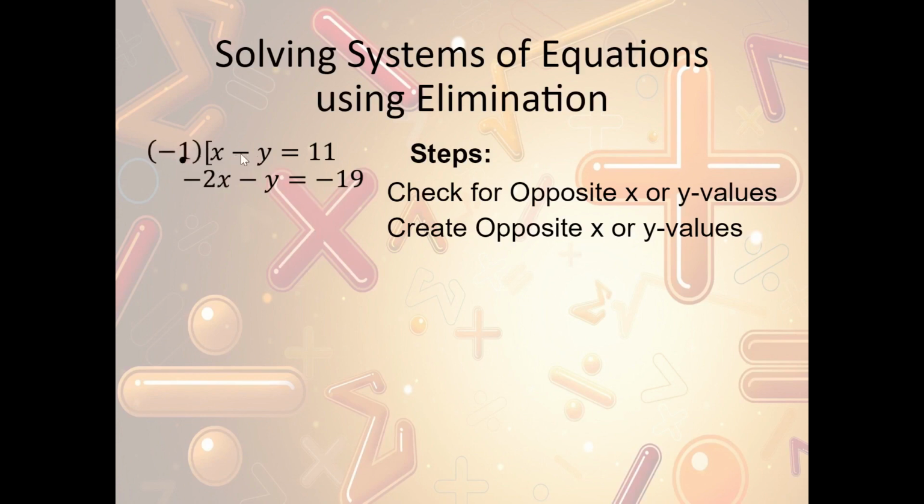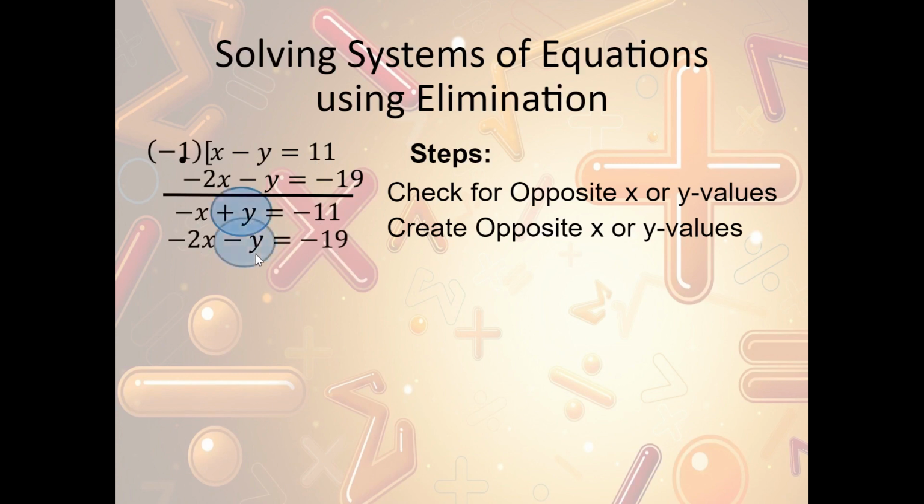If we multiply the top one by negative 1, we get positive y and negative y. Now, here's the deal. Anytime we multiply this, we have to multiply everything. So that's the x's, the y's, and the constants. Everything's got to get multiplied. So when we do that, we get negative 1 times x is negative x. Negative 1 times negative y is positive y. And negative 1 times 11 is negative 11. So what we're left with now is negative x plus y is equal to negative 11. And the bottom one didn't change. So now, notice we have opposite x and y values.